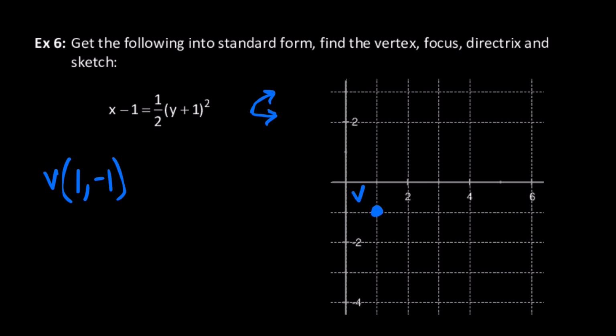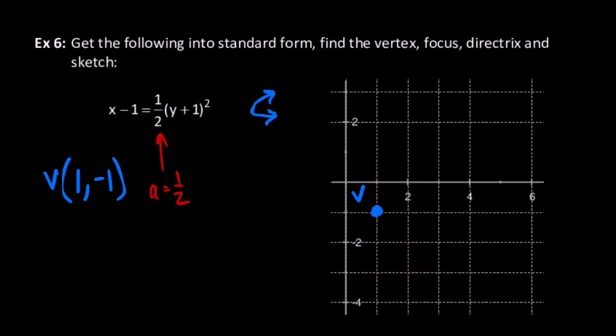I know it opens to the right. I know my value of a is 1/2. So normally what I do to get a parabola is I go out 1, up 1, right? But this is sideways, obviously. Since a is 1/2, I'm going to go over 1, up 1/2 to get those points. Then instead of going over 2, up 4, I'm going to go over 2, up 2.